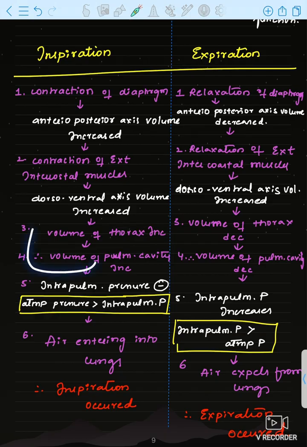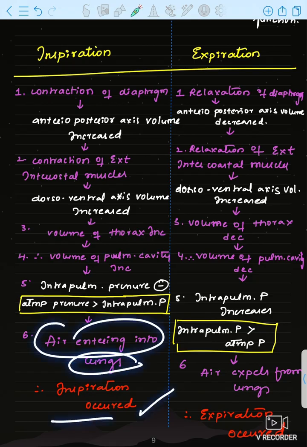If volume increases, what happens? Intrapulmonary pressure will be negative, atmospheric pressure will be more than intrapulmonary pressure. From high pressure to low pressure, air will go, no? So that's why air will enter into the lung. Inspiration occurred. Now expiration means what?